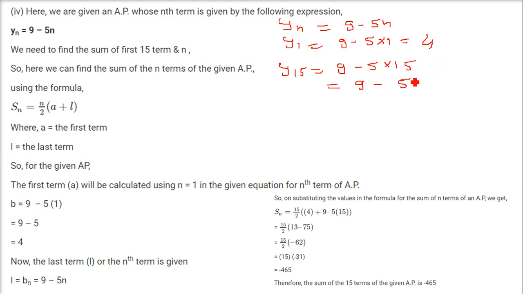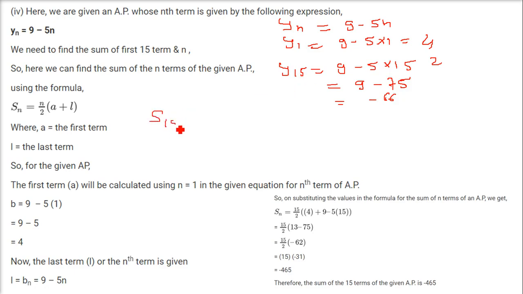15 into 5 is 75. So 9 minus 75, what is this going to be? 9 minus 75 is going to be minus 66. So y15 is minus 66. Right?